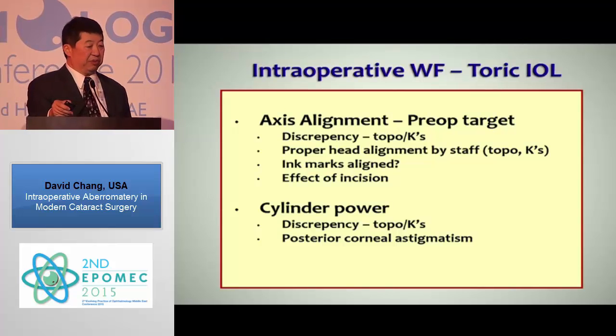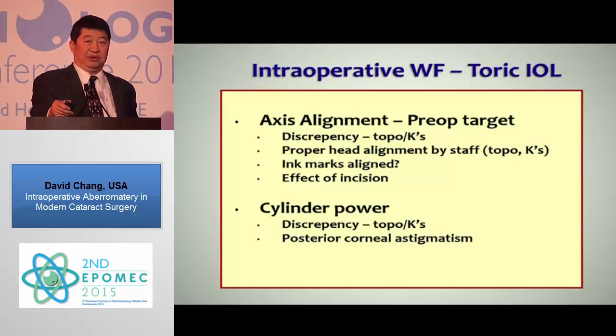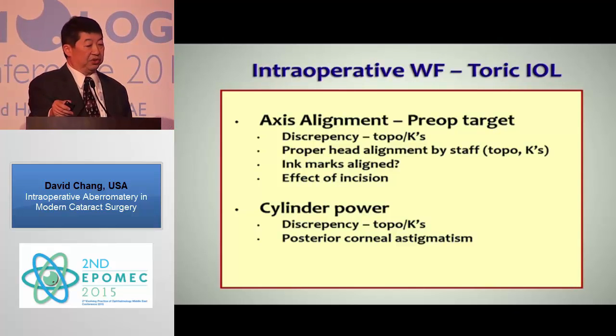And we have a couple issues. We have to choose the axis alignment, and I think you're all aware that frequently there's a discrepancy between the topography, the keratometry, maybe your manual Ks. So which axis do I choose?